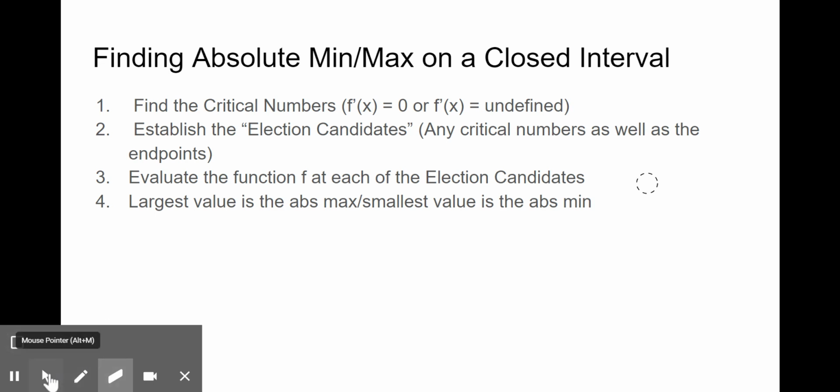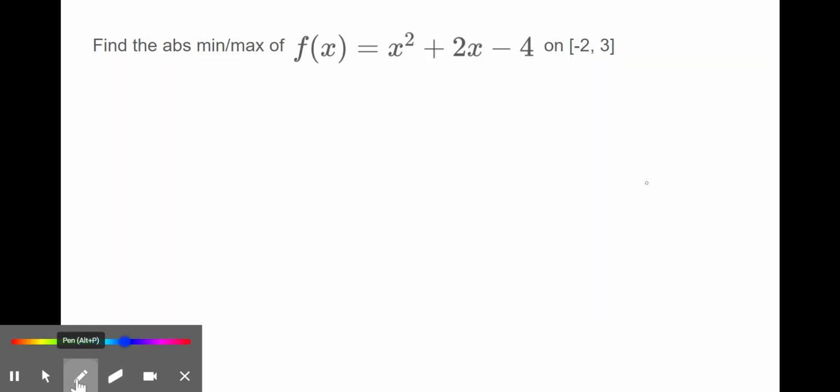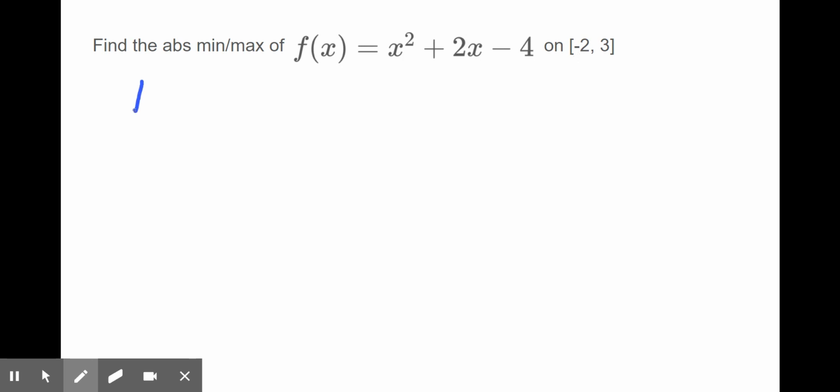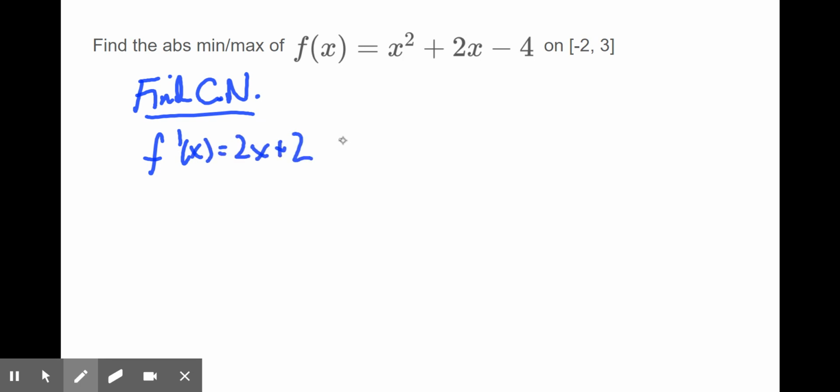Could be either one. All right, let's take a look. I want you to find for me the absolute min and absolute max of this function on that closed interval. All right, so first thing you need to do is find the critical points, the critical numbers. So let's find the derivative. We have 2x plus 2, set it equal to 0. You get x equals negative 1. Okay, so x equals negative 1 is a critical number.